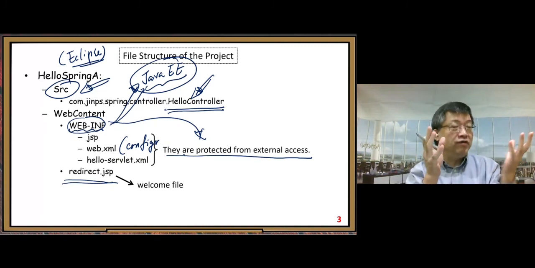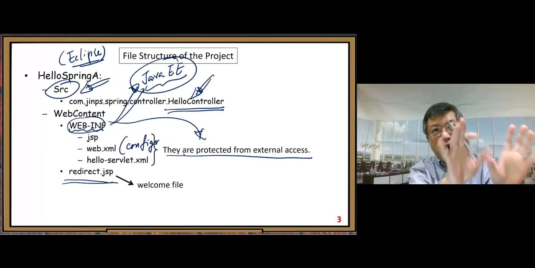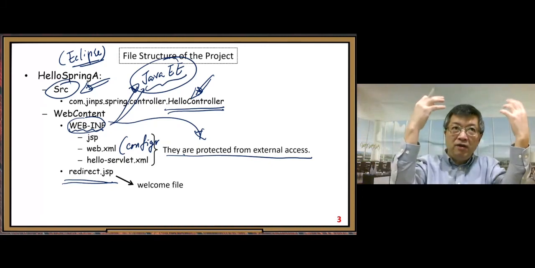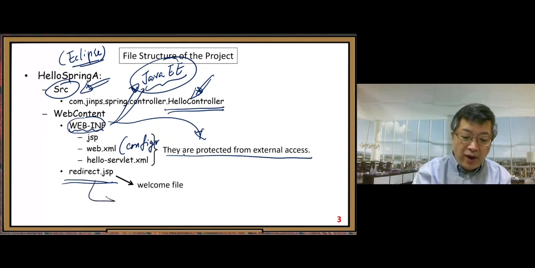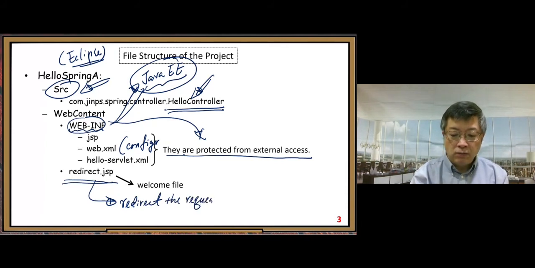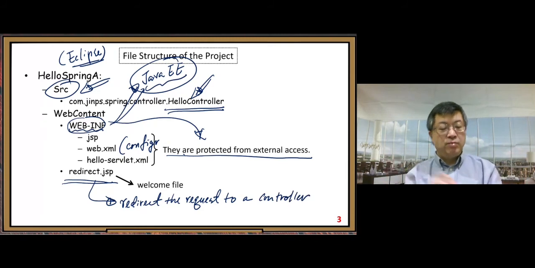By default, you do not need to know the file name. When you access the web application, this file is invoked and does some action. Here, redirect. The purpose of this one is to redirect the request to a controller. That's the purpose of using this one.